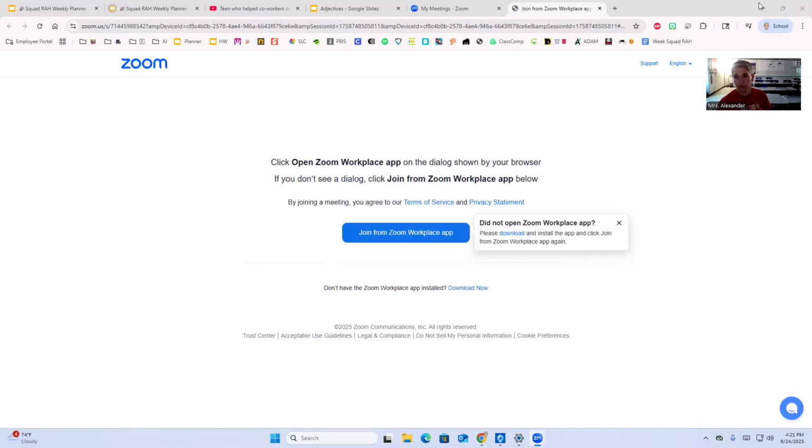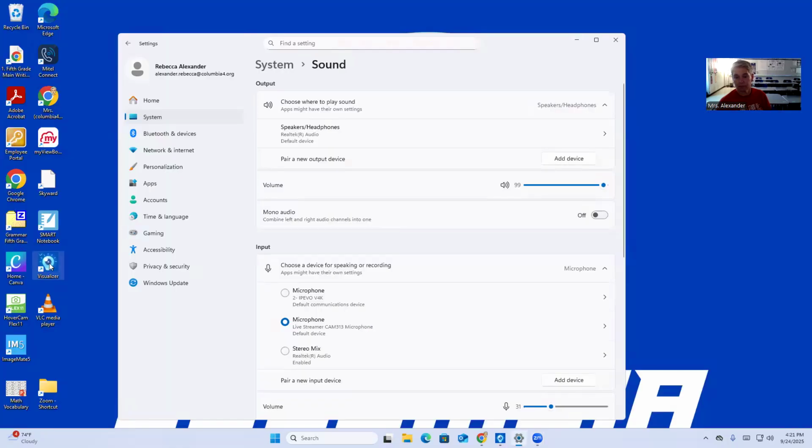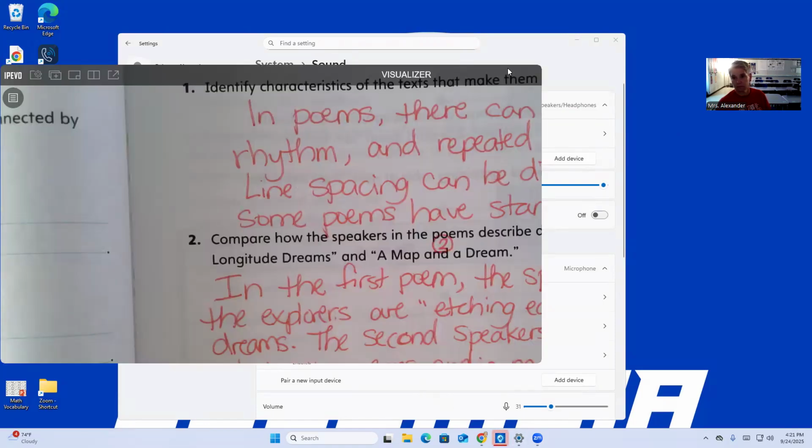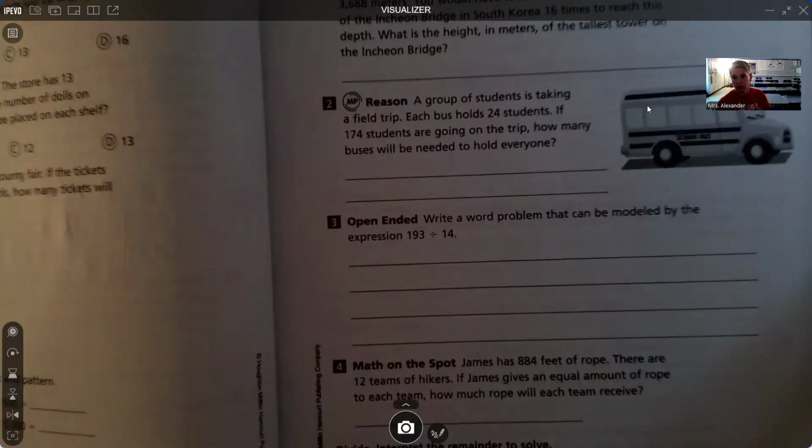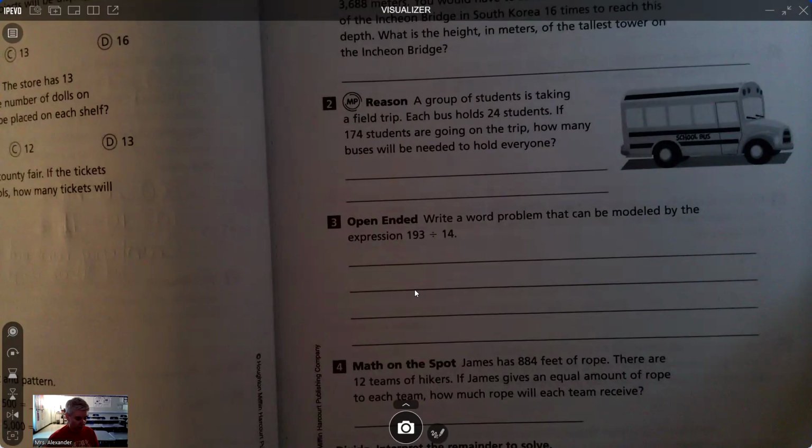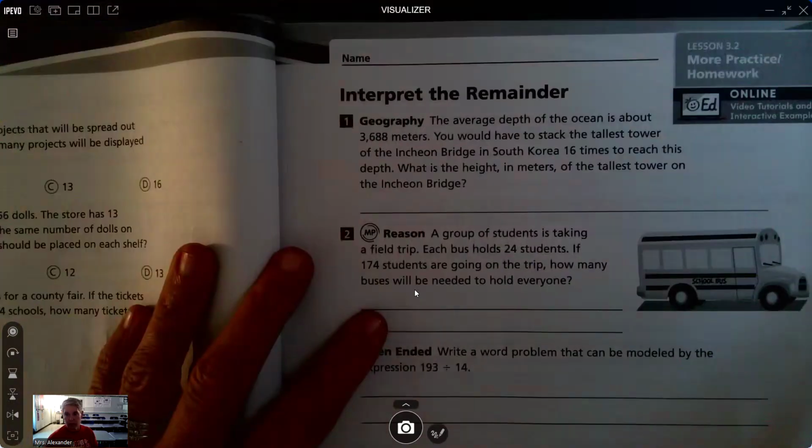Right, here I am ready to go over page 23 with you in your practice and homework journal. It is the interpret the remainder page. So let me share my screen with you. All right, so hopefully I've got everything working the right way now. We are interpreting the remainder.